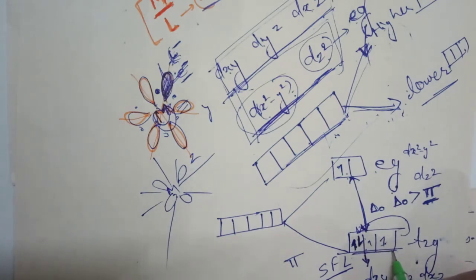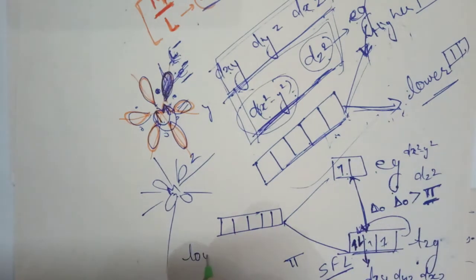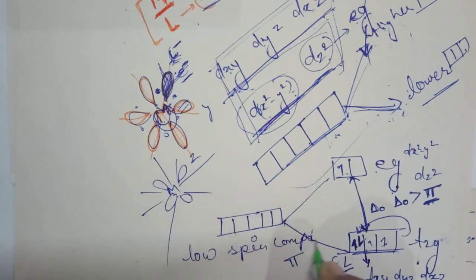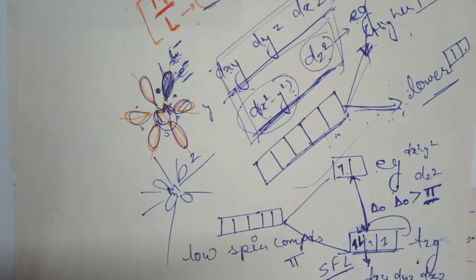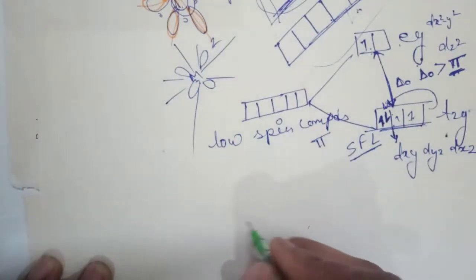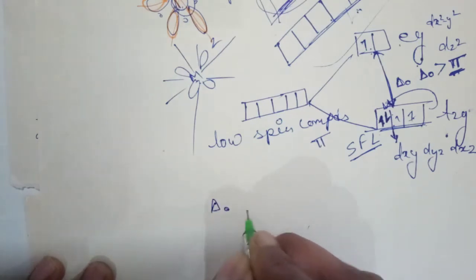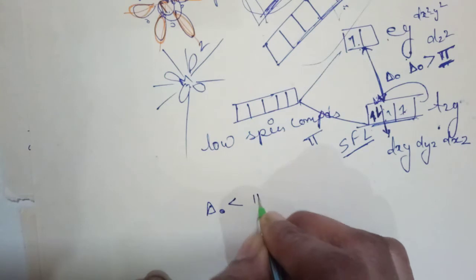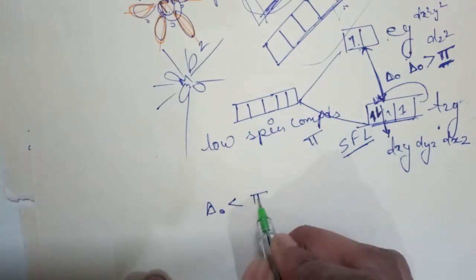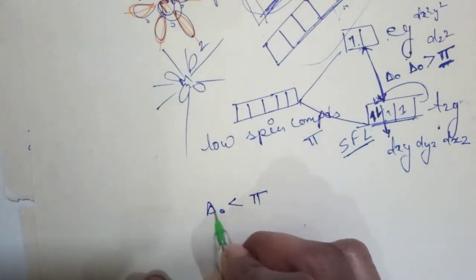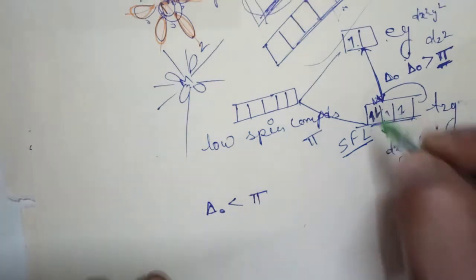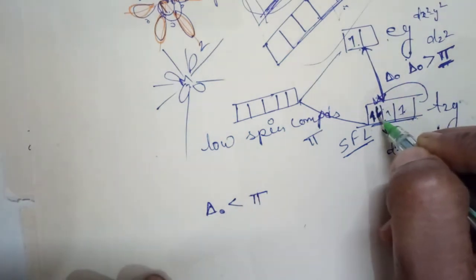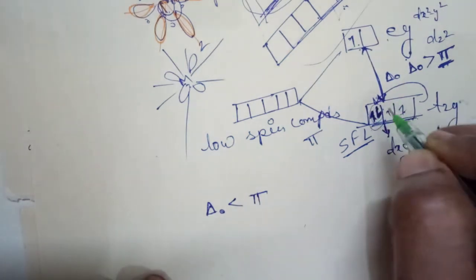So these compounds are also known as low spin complexes or low spin compounds. But if a weak field ligand is present, then delta O will be very much less, less than pi, the pairing energy. Pairing energy will be higher than the splitting energy. Then electrons will not be paired.